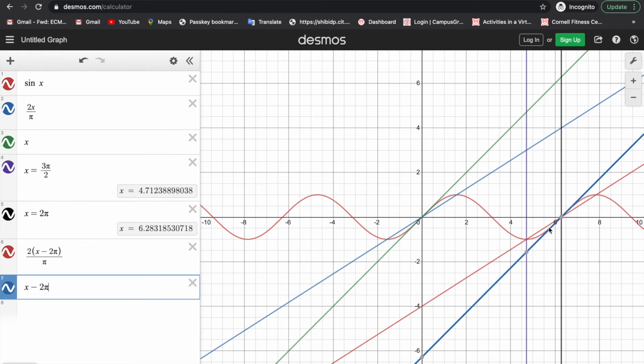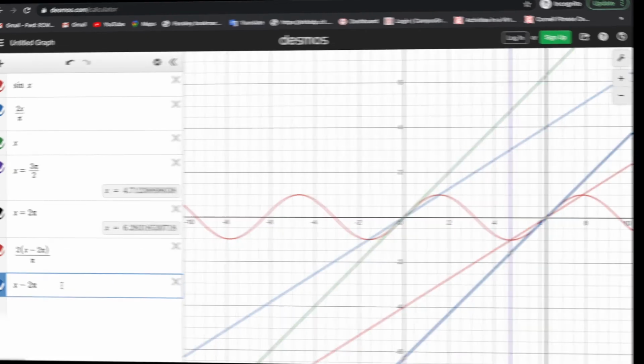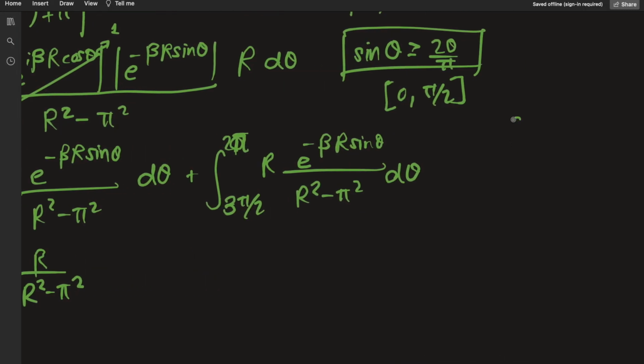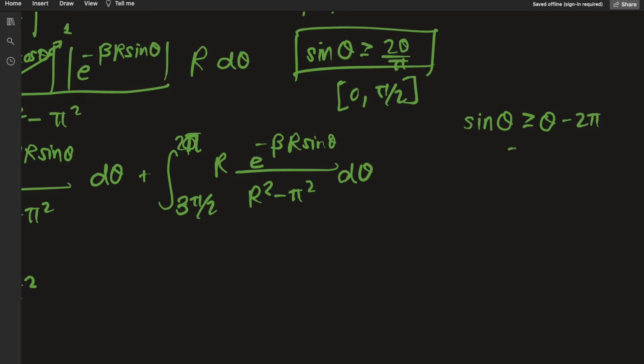Okay, this blue line is clearly less than sine, and this might work because we want something that is lesser than sine on that interval. So I think this is going to work. Let's use this x minus 2 pi. Okay, so we learned from our graphical expedition that sine theta is greater than or equal to theta minus 2 pi on this interval of 3 pi over 2 to 2 pi. And if we take a negative, the inequality sign is basically flipped.